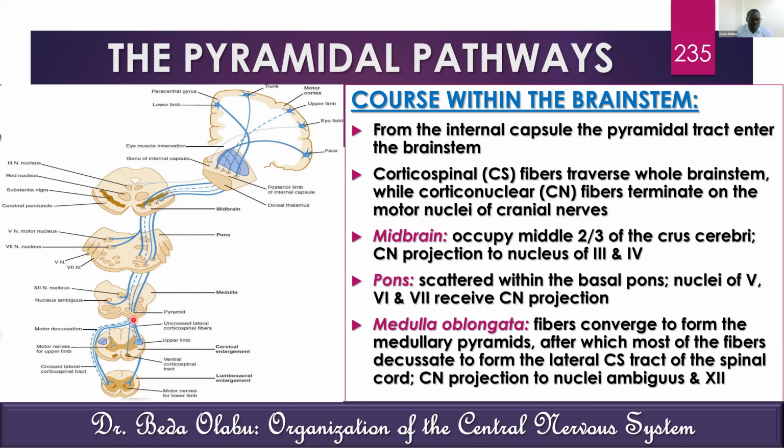After the medulla, the corticospinal tracts are now the ones we're talking about. The corticospinal tracts beyond here cross over, the majority of fibers cross over. And that point of crossing is what we call the motor decussation. That point of motor decussation marks the junction between the spinal cord and the brainstem.